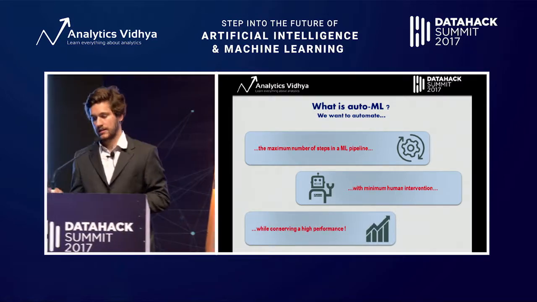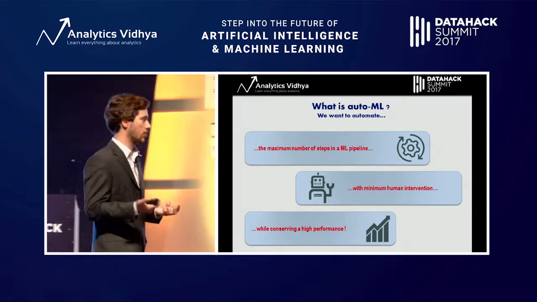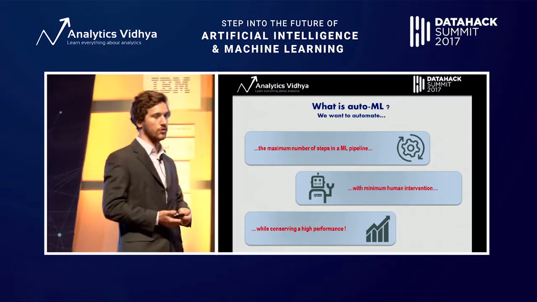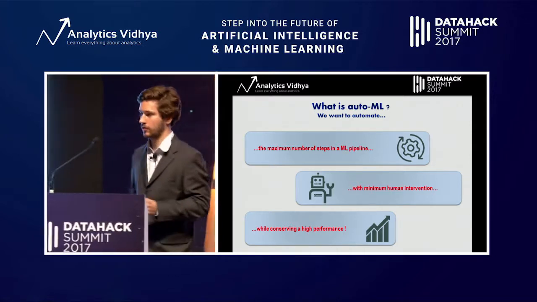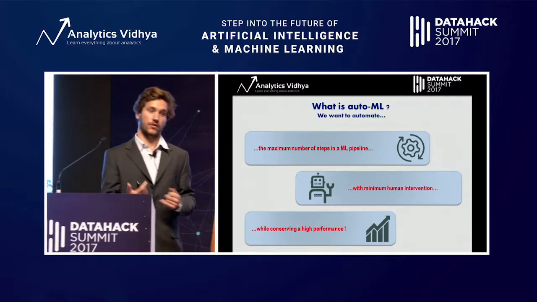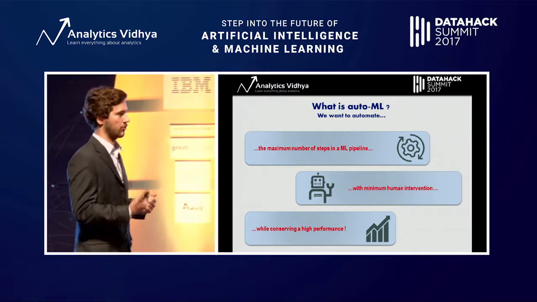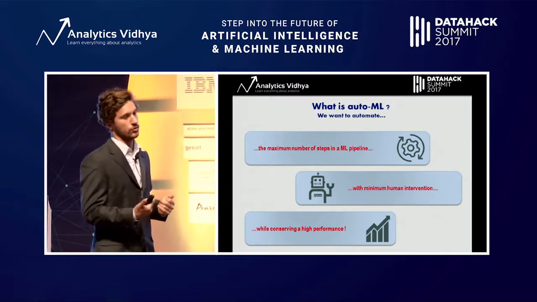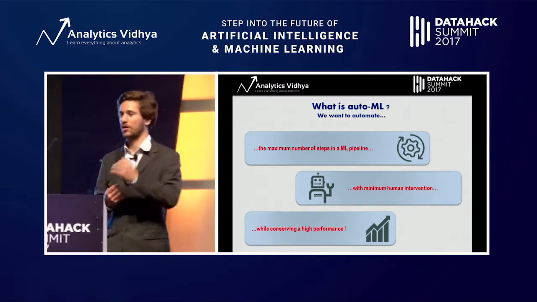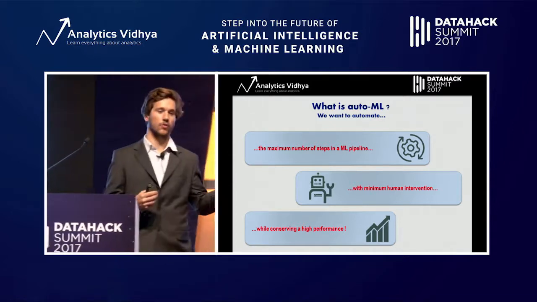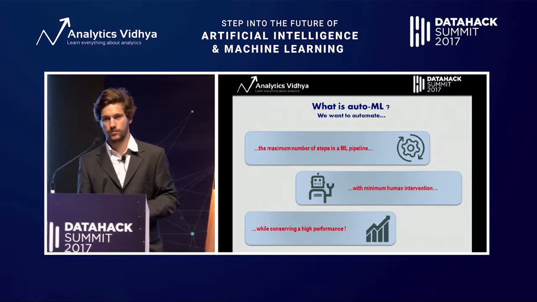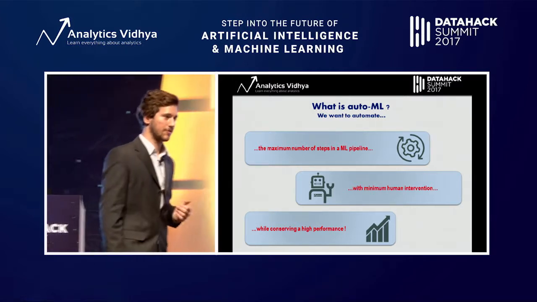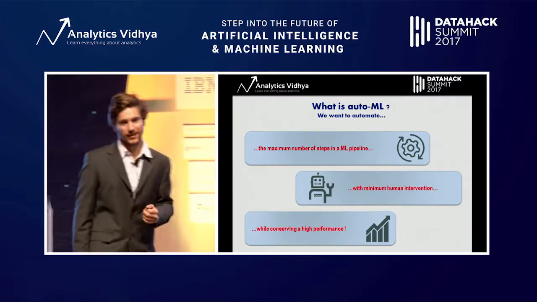And last but not least, we want our robot to conserve human performance. That's very important. When we talk about performance, we talk about accuracy, of course, but also about computation time. We don't want our robot to try and test a lot of models for one week, and one week later the robot outputs, okay, the best model is deep learning. We would say, oh okay, I already know this.